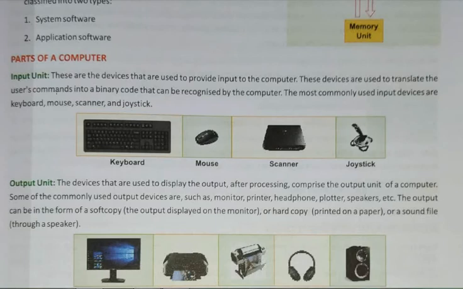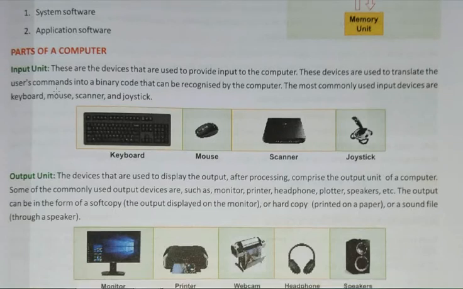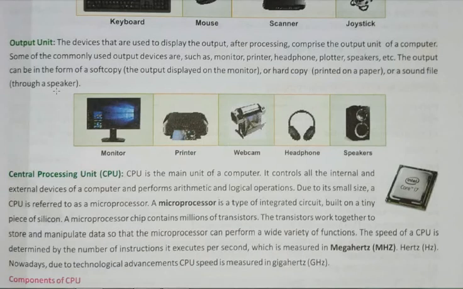So firstly, with the help of an input, we give commands to the computer. Now what are our input devices? Keyboard, mouse, scanner and joystick, and there are many more. Now we will move towards the output unit. Output unit means the device that is used to display our processed work, where I am able to see the result of my input, what command I have given. Output units are the monitor, printer, webcam, headphones, speakers and many more.